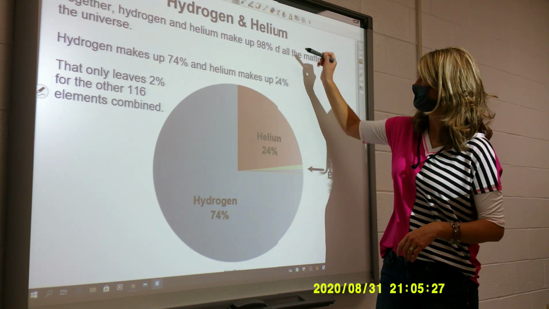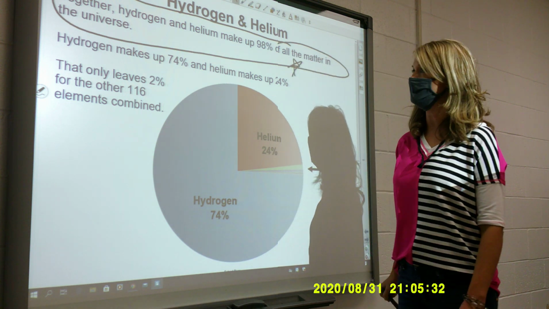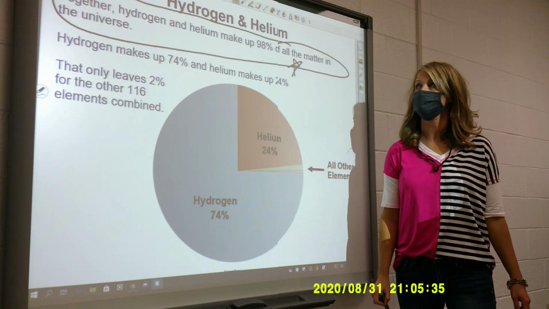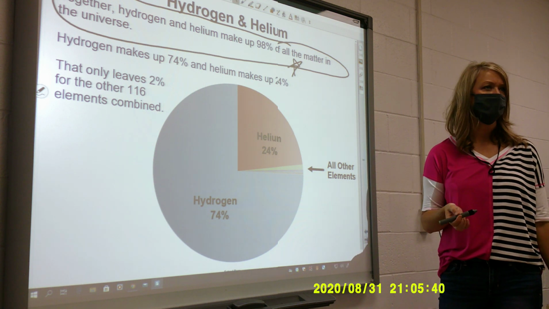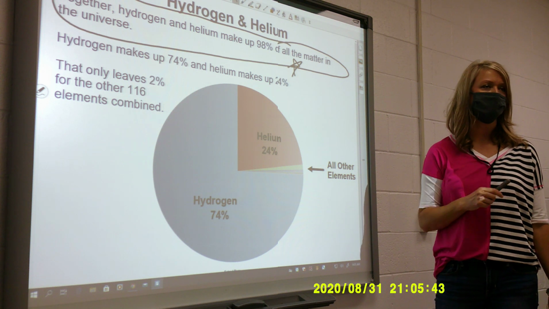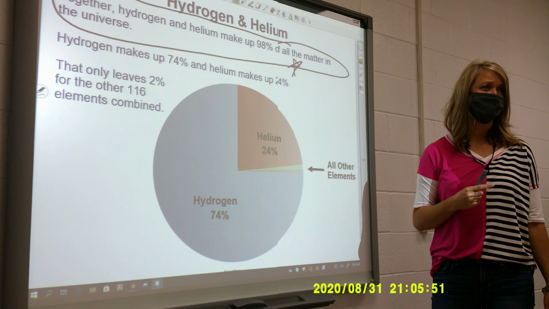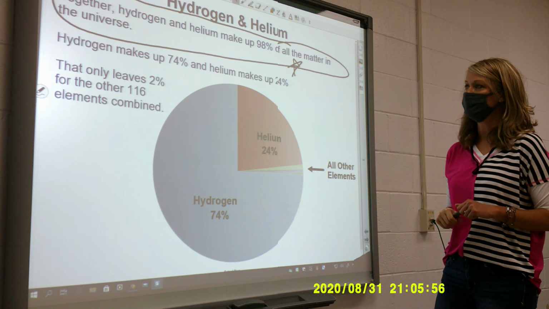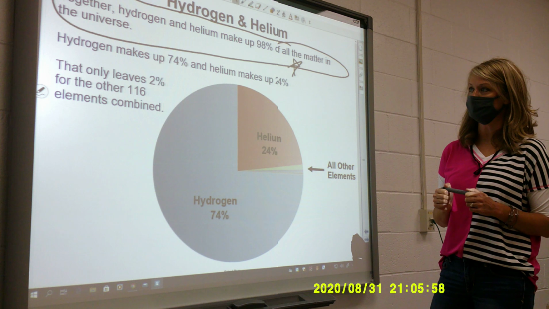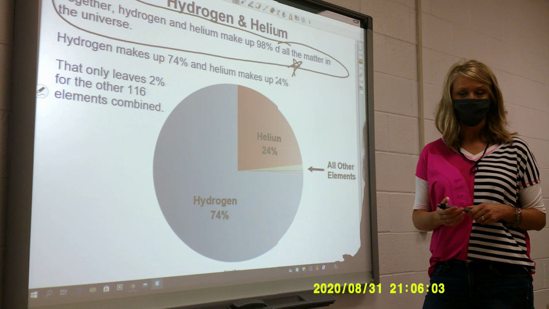Hydrogen and helium. Together, hydrogen and helium make up 98% of all the matter in the universe. Consequently, what are the atomic numbers for hydrogen and helium? Anybody know? Izzy, you can see it. Hydrogen and helium, what are their atomic numbers? One and, what's helium? 2. 1 and 2, so the first two. Hydrogen makes up 74%, helium 24%. That only leaves 2%, so this teeny little amount, for all of the other elements.